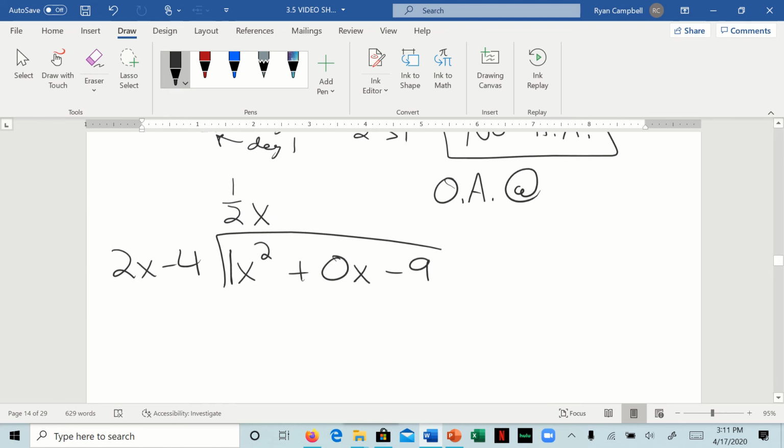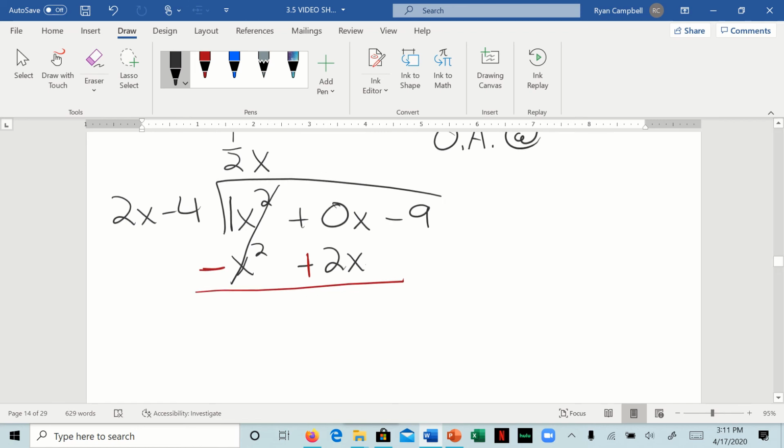So then we multiply. So 1/2 x times 2x is x squared. And we multiply by everything. 1/2 x times negative 4 is negative 2x. And then we subtract. And when we subtract, we flip the signs of everything. X squares cancel. So when we add these together, we get 2x, bring down minus 9.